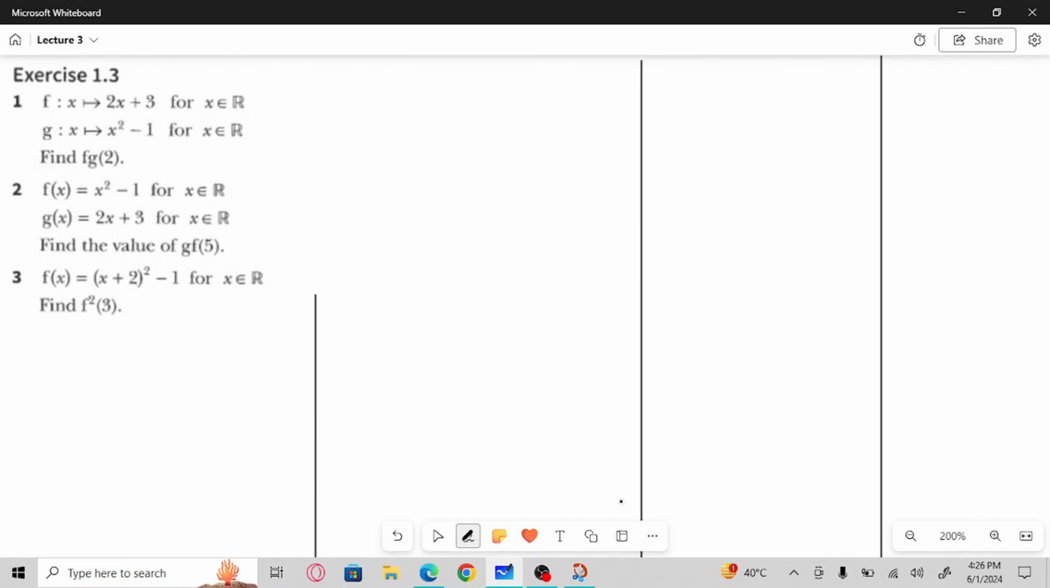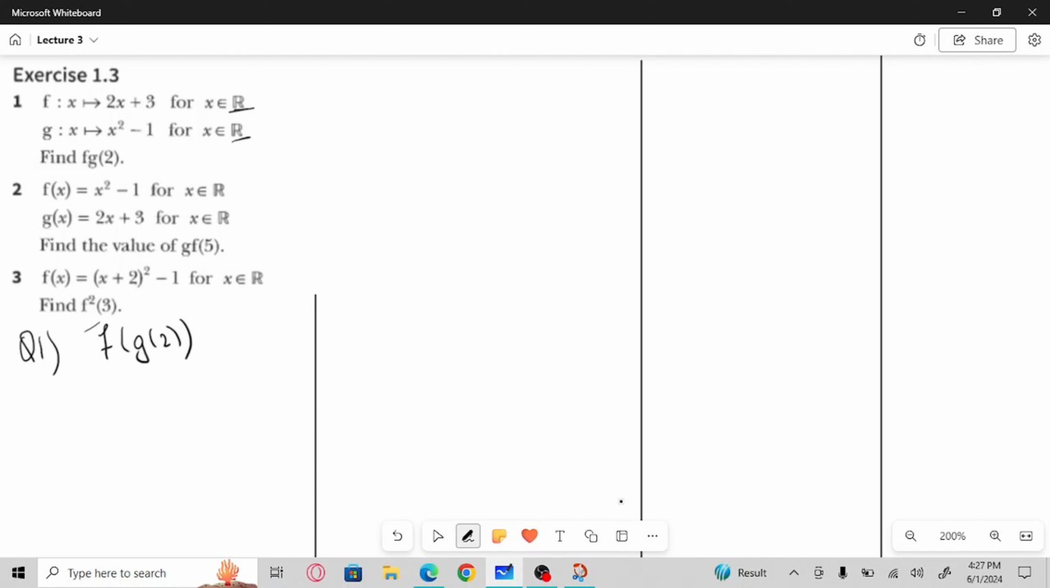Okay, so we are here for question number 1. We are given two functions: f of x is equal to 2x plus 3, and g of x is equal to x squared minus 1, for x belonging to the real numbers. Again, we all know what real numbers are. What the question demands is to find the function f if it is inputted the result of the function g, which has the input of 2. It's kind of confusing when you first see it, but practice makes a man perfect.